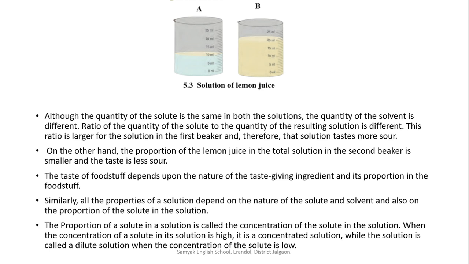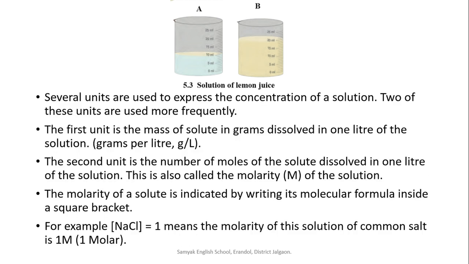When the concentration of solute in its solution is high, it is a concentrated solution. Whereas the solution is called dilute solution when the concentration of the solute is low. Now, several units are used to express the concentration of the solution. Two of these units are used more commonly. The first unit is mass of solute in grams dissolved in 1 liter of solution, that is gram per liter of solution. The second unit is the number of moles of the solute dissolved in 1 liter of the solution. So it is moles per liter, and it is called molarity, capital M, of the solution. So grams per liter and moles per liter, that is capital M.